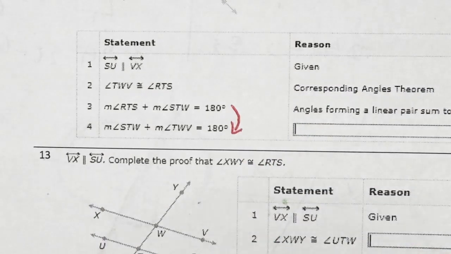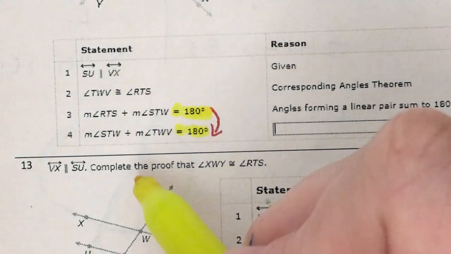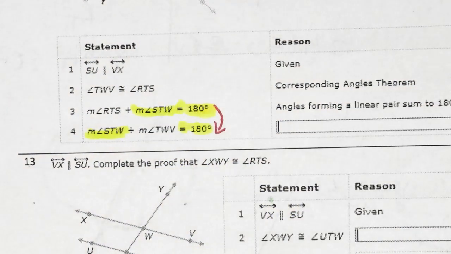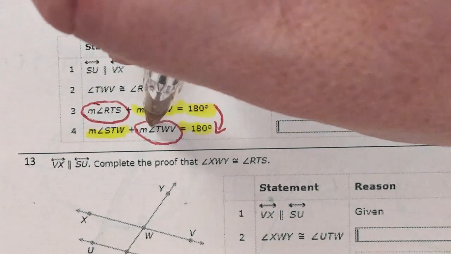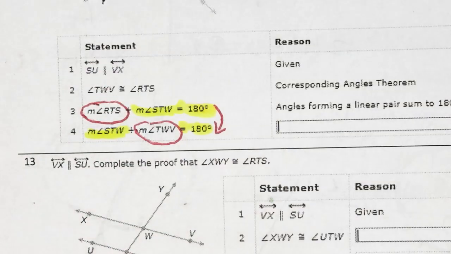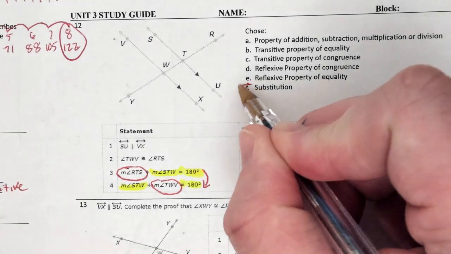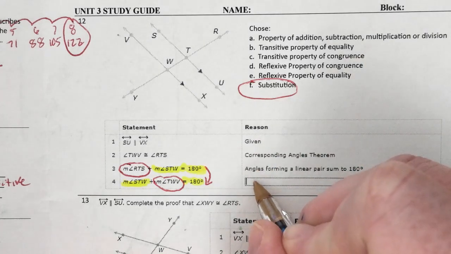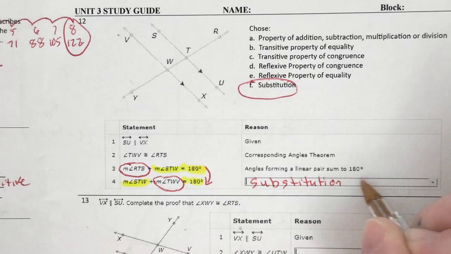Well, if I focus on this, they both have 180. They both have this equal sign. And they both have STW here and here. So what happens? Well, RTS was replaced with TWV. And when you're replacing something, what is it called? That is called substitution, when you're just replacing something. So that is substitution. And that was letter F.